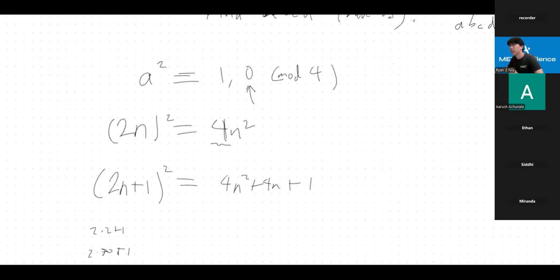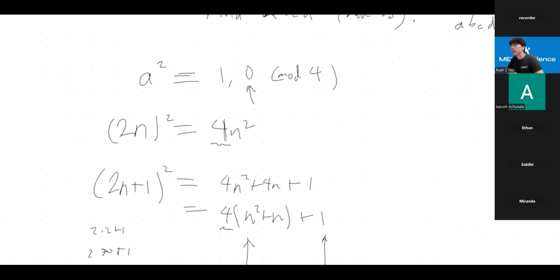And so we can say that this part right here, that's a multiple of 4, right? Because we have this 4 in front. So this part is going to be 0 mod 4, right? Leaves no remainder when we divide by 4. And then if we add a 1 at the end, well, this is 1 mod 4. So if we add these two together, we're going to get a total remainder of 1.